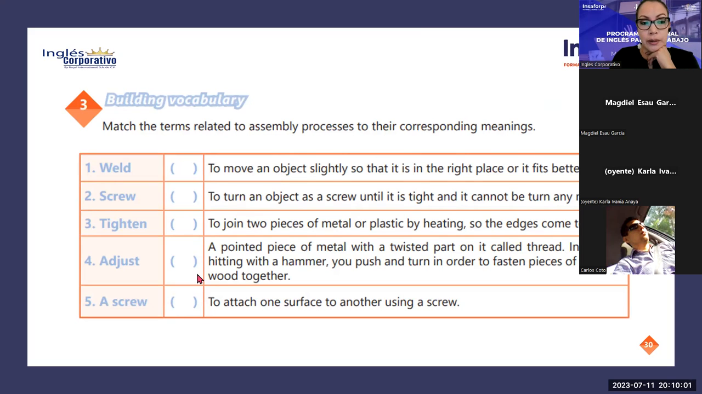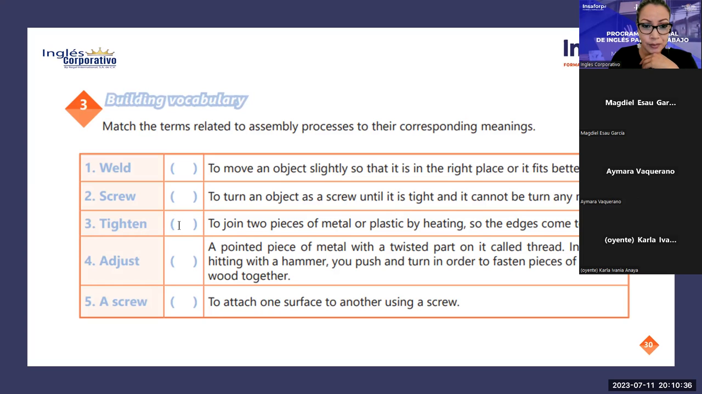Okay, let's check. What do you have for weld? What do you think is the definition for weld? I think it's to join two pieces of metal or plastic by heating so the edges come together. Yes, that's correct. Excellent, Aymara. Thank you so much for your answer.